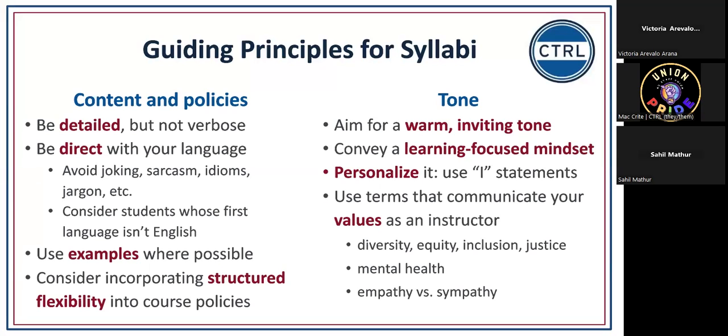Wherever possible, use examples. For example, if you want to talk about how to read a particular text, you can share your approach: when I read a text, I do these things, right? So that's giving the students an example of what you're trying to get them to do. And this is also modeling. I said use an example, and I tried to give an example on how to do that.